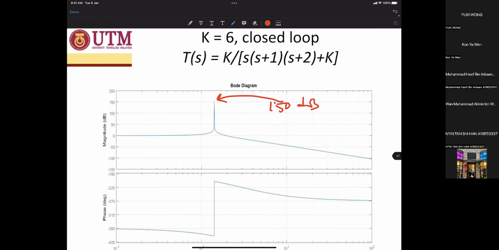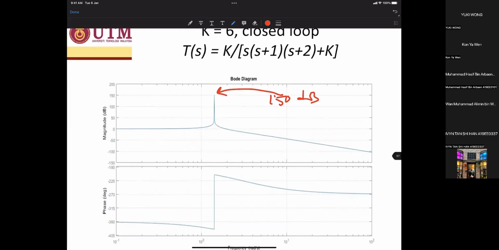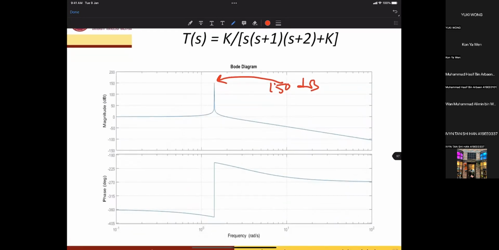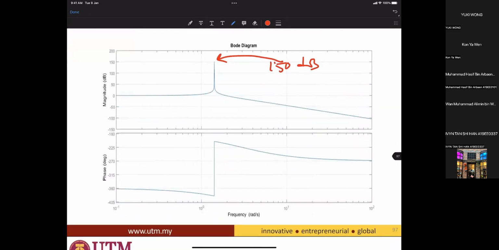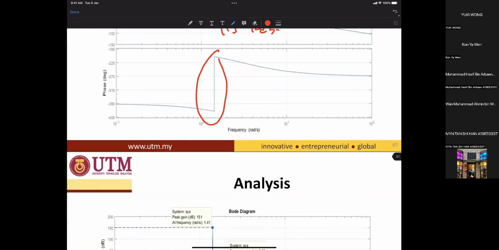So this is the frequency response when the system is marginal stable or critical stable. The gain gives a very sharp peak at 150 decibel, and the phase is below minus 180 degrees. And the sharp change is at the corner frequency, which is about 1.5 radian per second. Okay lah, boleh lah.